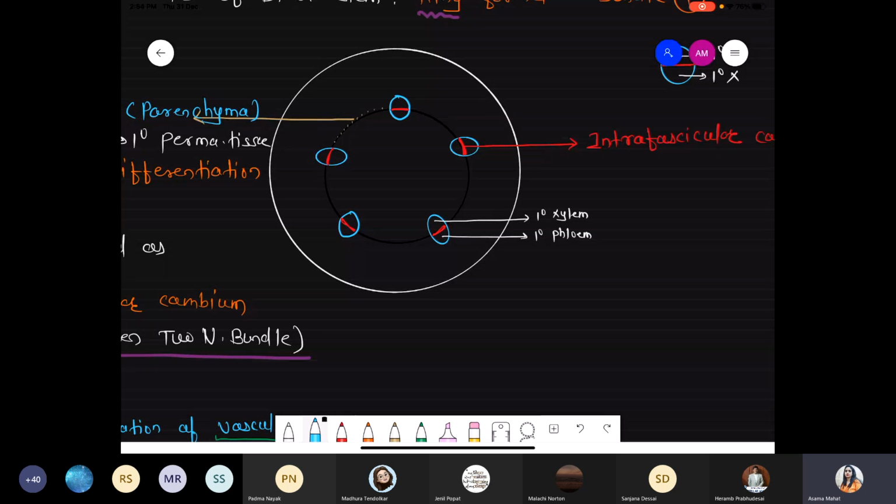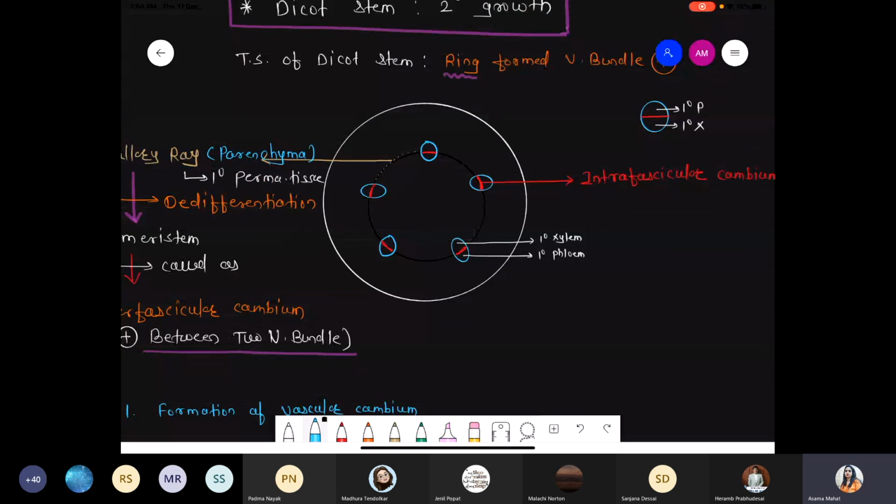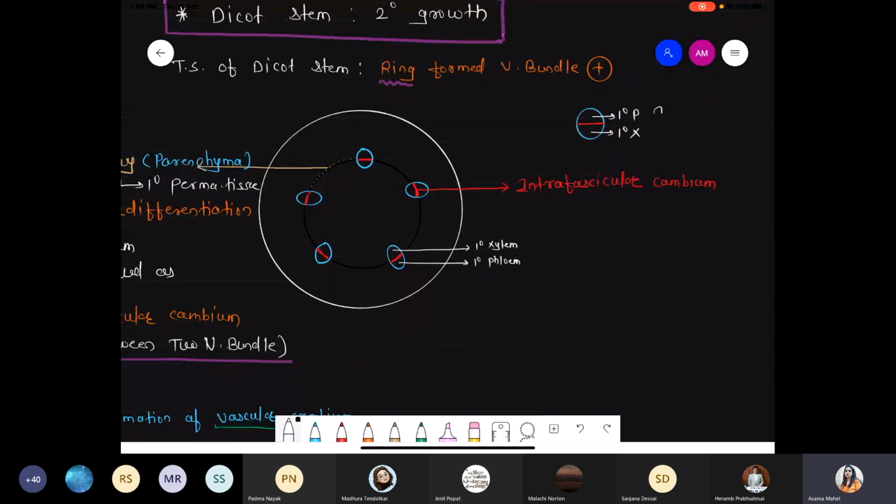Now we are talking about this blue color. Blue color is a single vascular bundle which consists of the xylem as well as the phloem. This part is called the vascular bundle, so I am just writing VB. Chalo, so these are the vascular bundles.